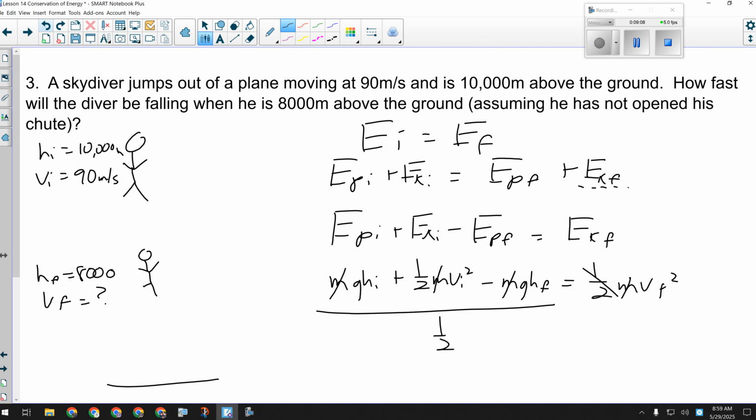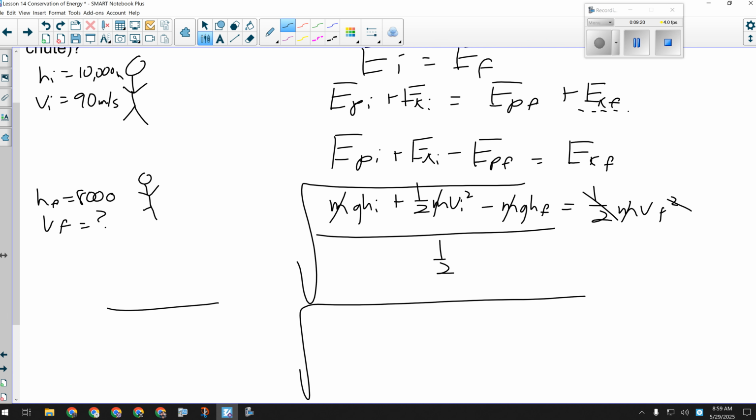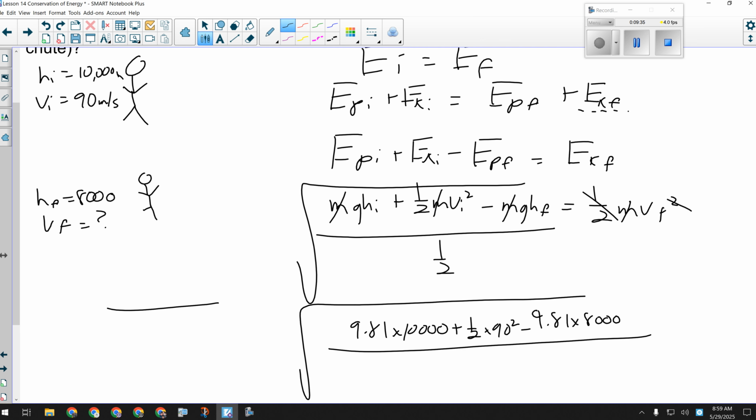Okay, so now the half is gone. That solves for VF squared. I want VF, so what do I have to do? Square root. Okay, so pretty patterned, right? We're just following that same thing every single time. 9.81 times 10,000, plus 1/2 times 90 squared, minus 9.81 times 8,000, divided by 1/2. So initial potential, initial kinetic, final potential, divided by 1/2, square rooted.